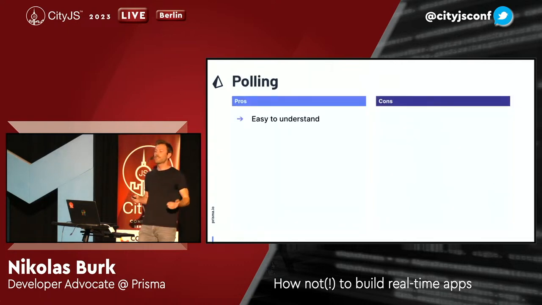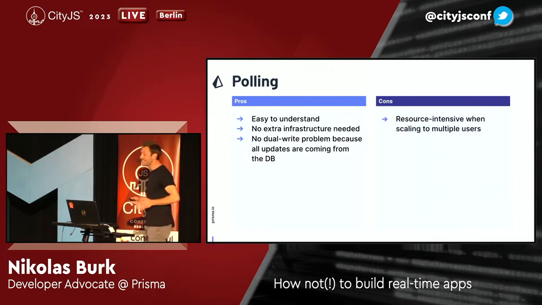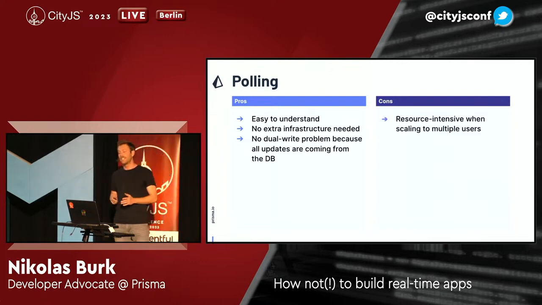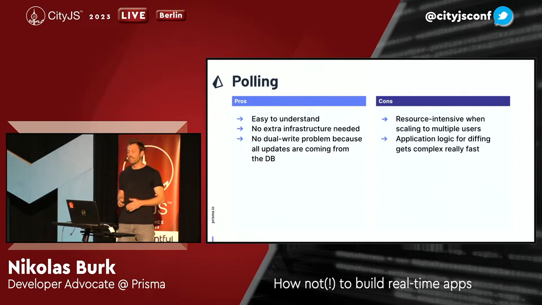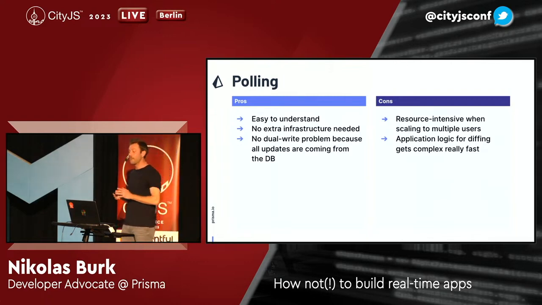So the pros of this approach are that it's easy to understand, we don't need any additional infrastructure, and we don't have this dual write problem because all updates are actually coming directly from the database. The con is just that it gets very, very resource intensive when you want to scale this to multiple users. Also, in my demo, I just had 1 query, but it was also implemented in a very, very naive way. In reality, you'll want to implement some diffing logic. You want to optimize these queries, maybe batch them. That gets complex really fast.